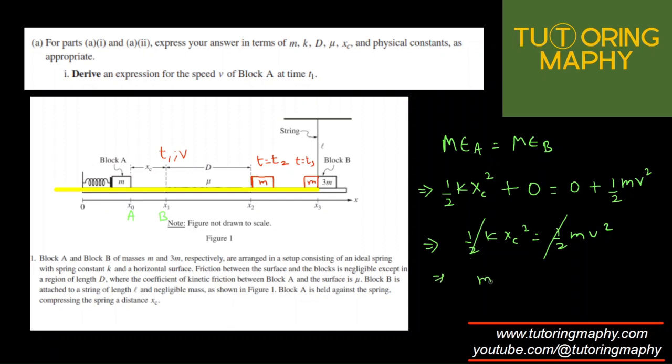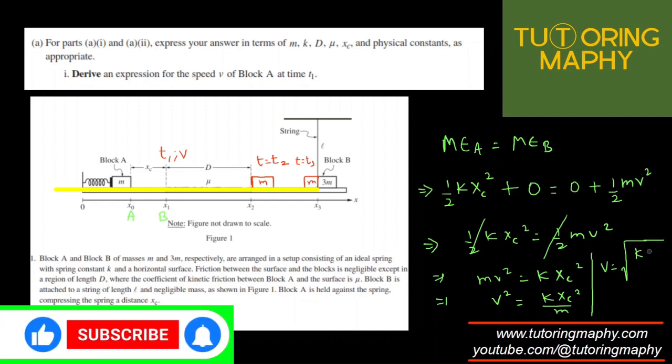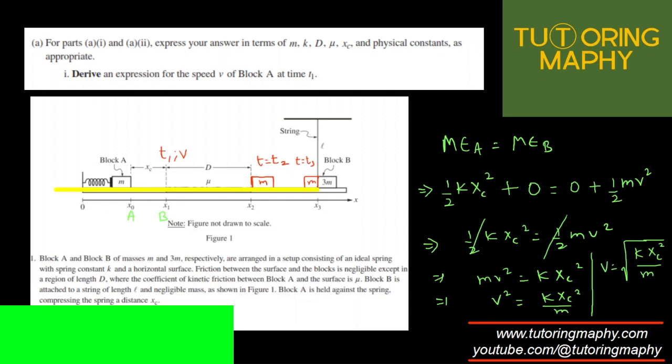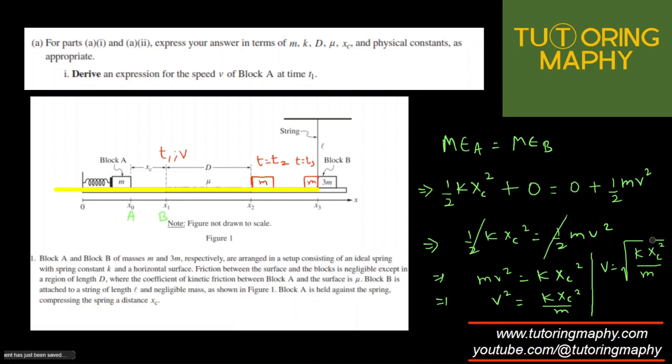Flip the omelette here. So mv square will be equal to kxc square. Divide both sides by m, so it will be kxc square over m. And finally, if we take the square root on both sides, it will be root of k xc square over m. And if you are okay with it, the square root of xc square is just xc, right? So I'm just going to remove the square root from xc. Just to avoid confusion, I'm going to rewrite this as xc times square root of k over m. So I hope this one makes sense.